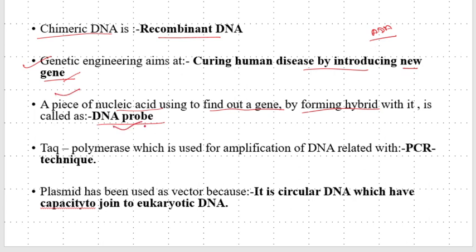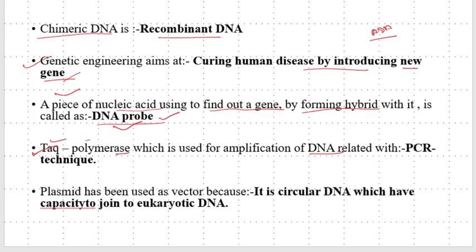जो हमारे पास एक पीस है, एक डीएनए का टुकड़ा है, तो उसको क्या कहते हैं? DNA probe. Then here it is known as the Taq polymerase. You see this Taq polymerase, which is used for the amplification of DNA related to which technique? Thermus aquaticus. So here this enzyme, the polymerase, is obtained from Thermus aquaticus.